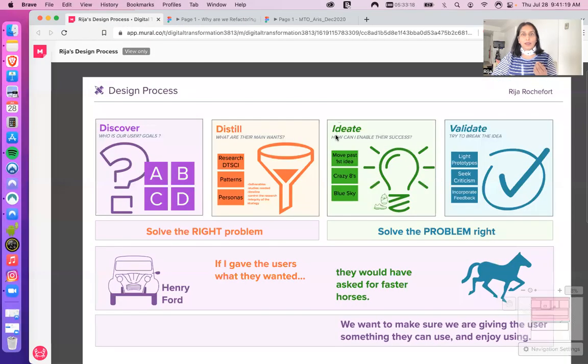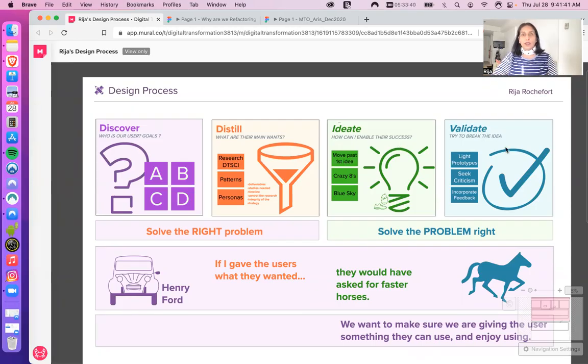So when I ask and ideate, how can I enable their success? I want to make sure that no matter what I'm doing, I'm using industry standards. No matter what we're asking for in the design, whether it's the business or myself, we keep going back: well, what's the industry standard? Are we following industry standards? So we can solve problems even before they come up.